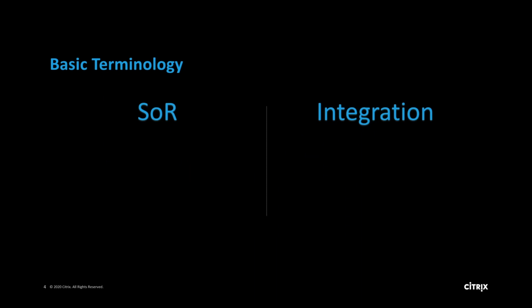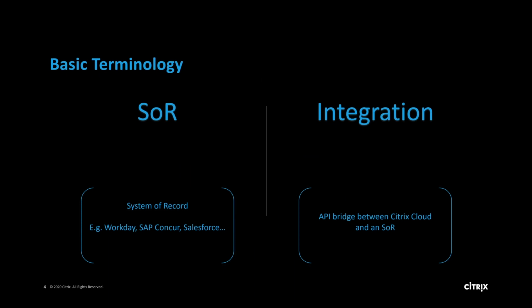Let's talk about some basic terminology, number one. So system of record, the hat that you saw, that's pretty simple. And an integration. Now, system of record is something like Workday or SAP Concur or Salesforce or your own homegrown thing. And then an integration really bridges the gap between Citrix Cloud, so the Microapps service, and a system of record. So you can think of it as basically an API bridge. Now, an integration obviously needs to have Microapps associated with that to be useful to anybody. We'll talk about what those are in a minute.